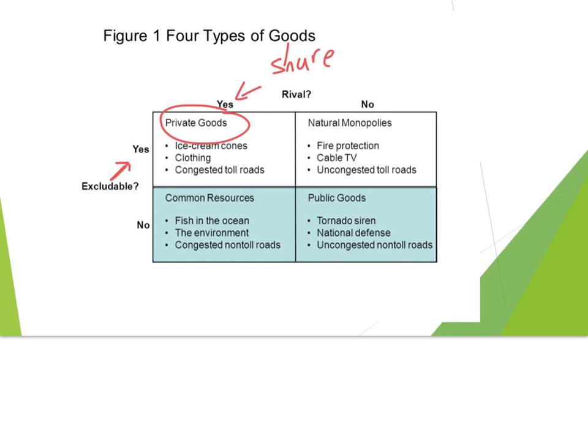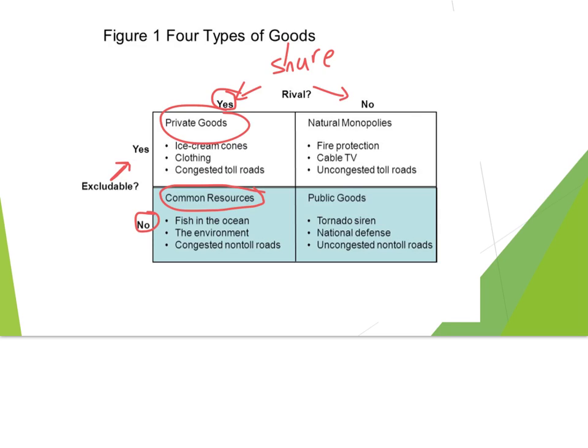If we cannot share the goods, so it is rival, and we're not excluding people, those are the problem goods of common pool resources like fish in the ocean, the environment, congested non-toll roads, because the more I use them, the less there are for you, but we're not excluding people from paying, so they kind of say like, hey, it's free, so I might as well take what I can.